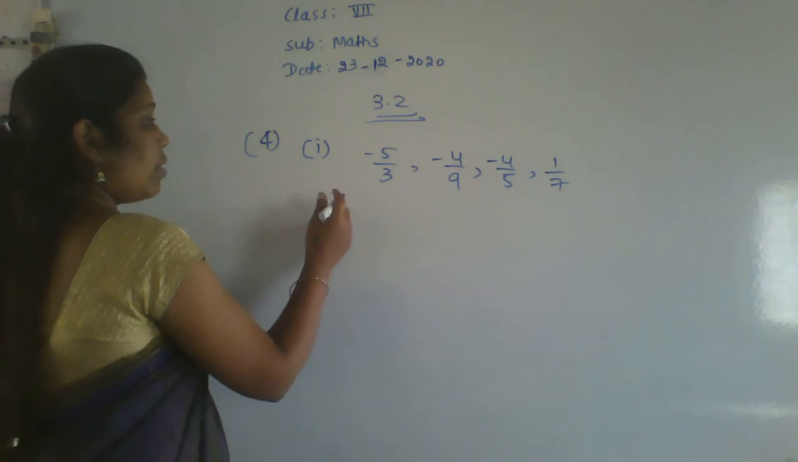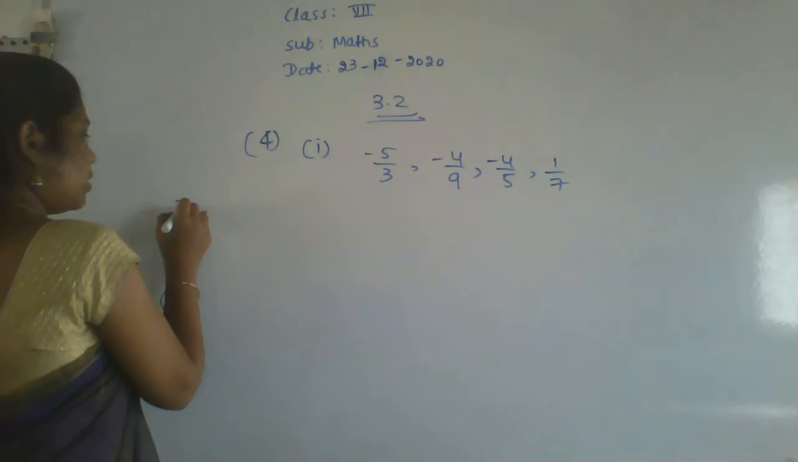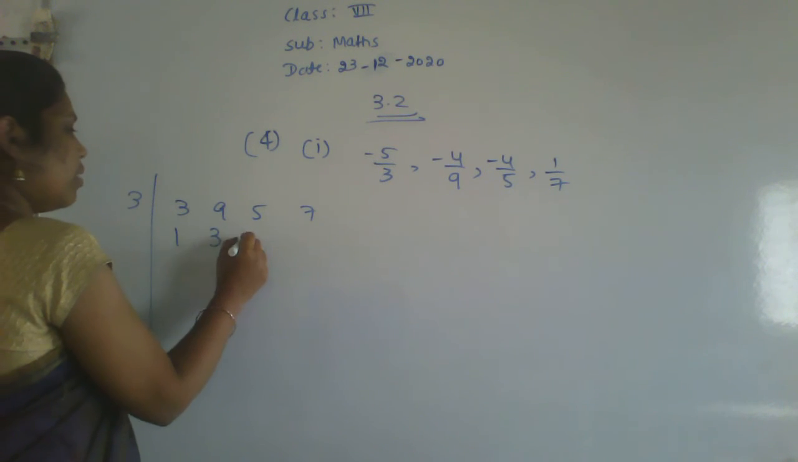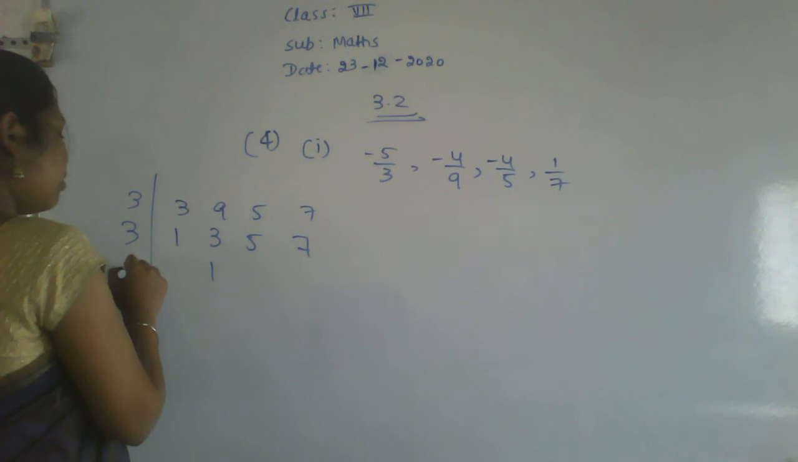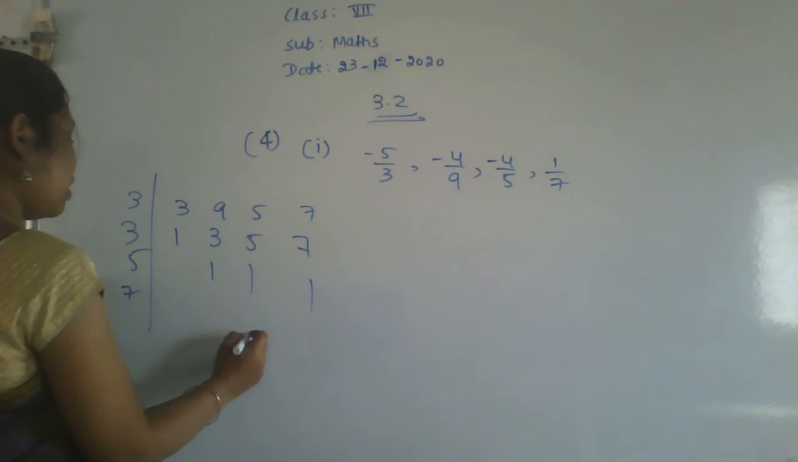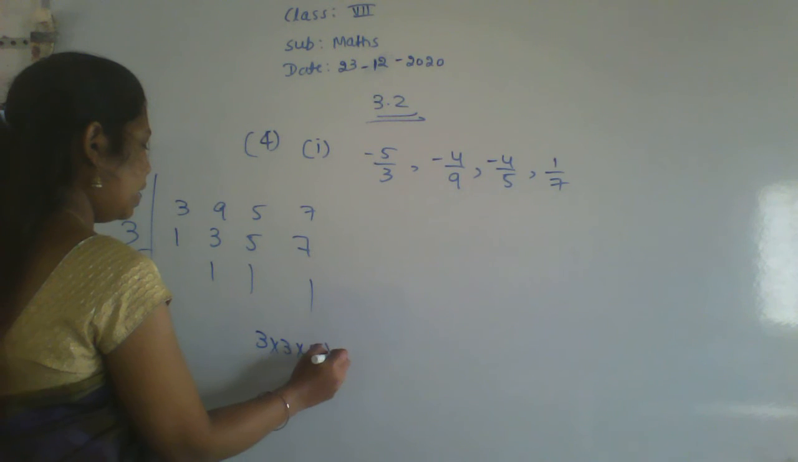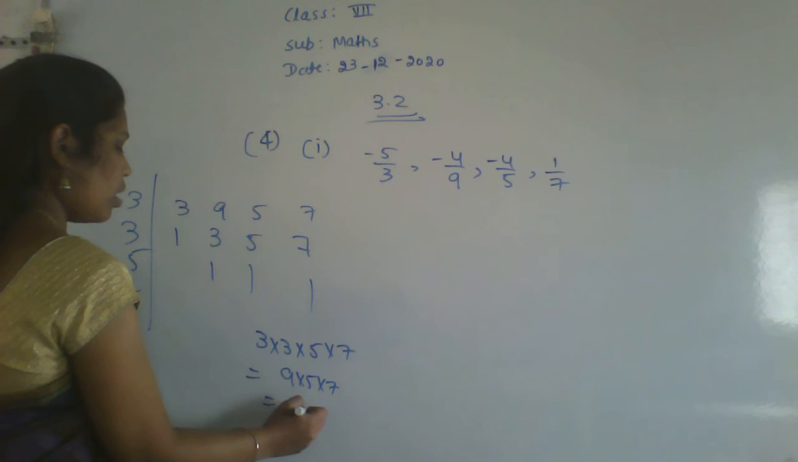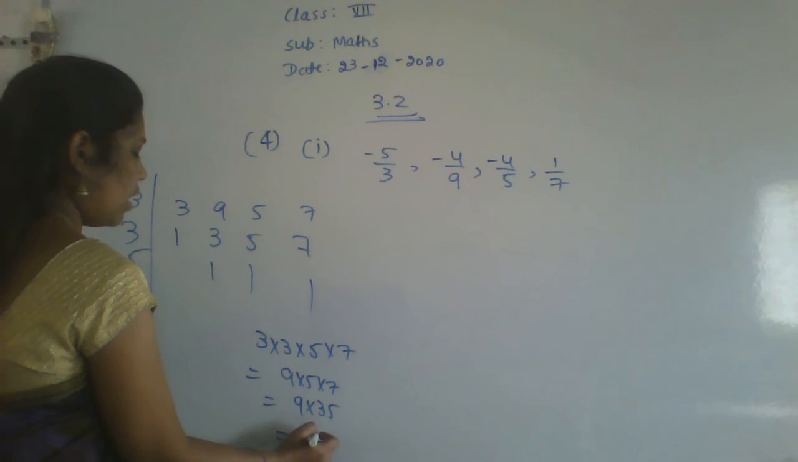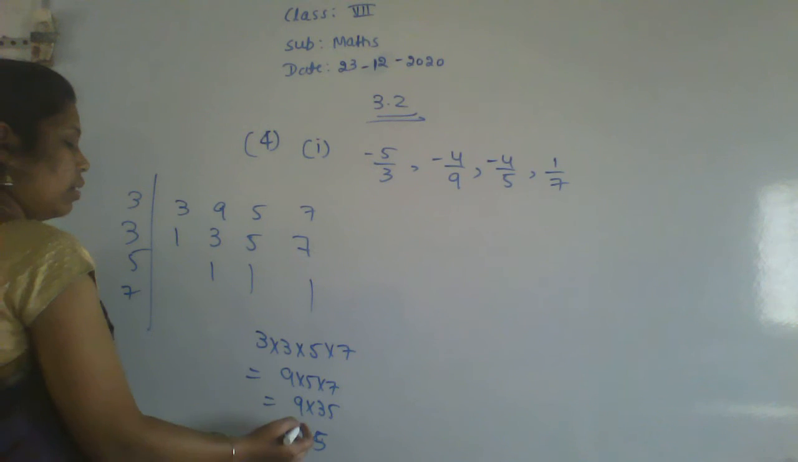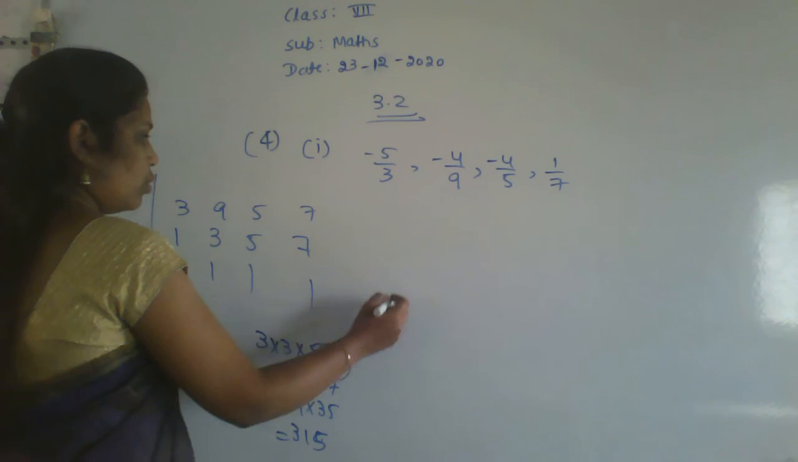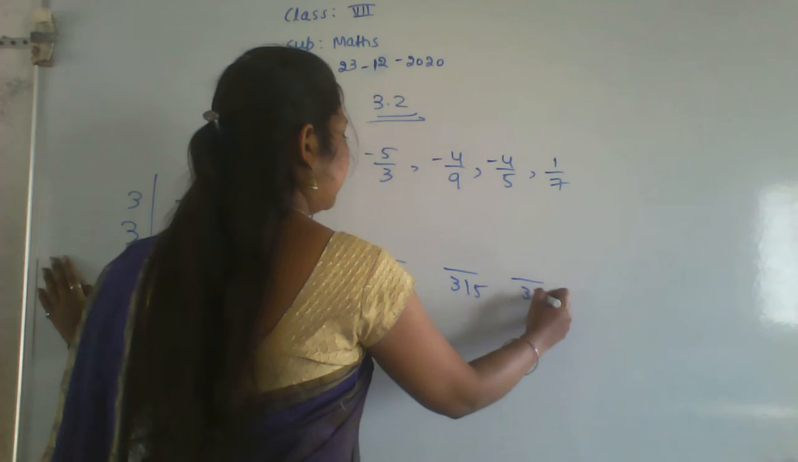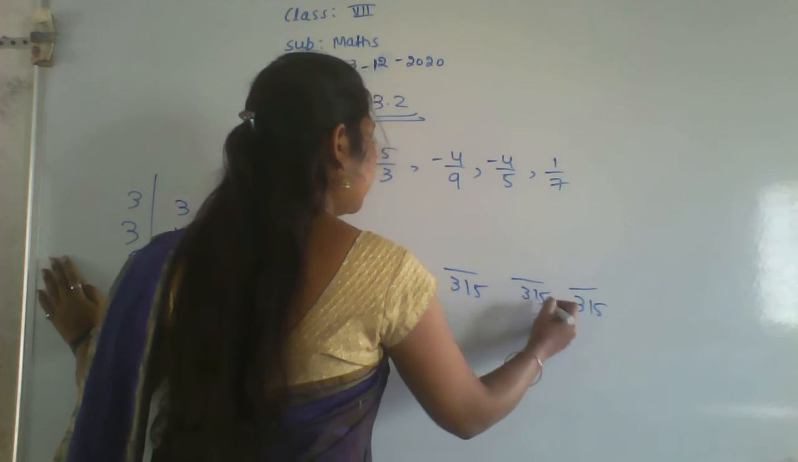Right? So here, first take the LCM of these numbers, that is 3, 9, 5, 7. 3 ones are 3, 3 threes are 9, here 5, 7. So 3 into 3 into 5 into 7. What is the value? 9 into 5 into 7. 9 fives are 45. 4 carry. 9 sevens are 63, 67, so it is 315. 315 is the LCM. Means all the denominators should be 315 only.